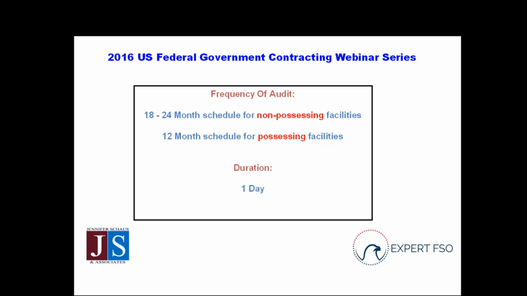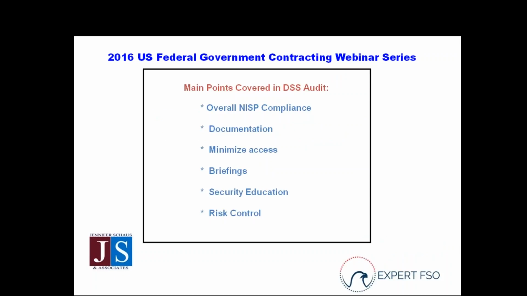So we help with both types of facilities. The non-possessing facility, because it's lower risk, because they're not storing classified information, gets audited every 18 to 24 months. If you are storing classified information at your site, DSS will come out every 12 months. The assessment itself takes no more than a day. They come out, it's usually about a half day, and they go through everything. If you're a possessing facility, it takes longer than a half day.